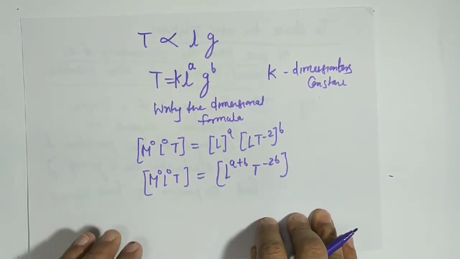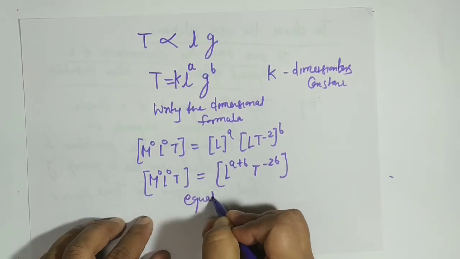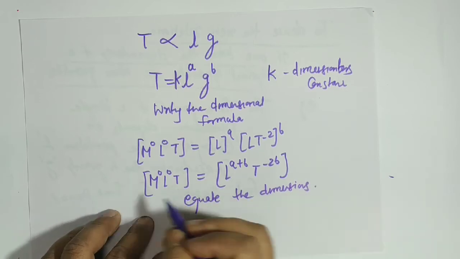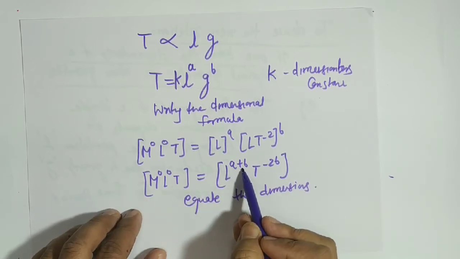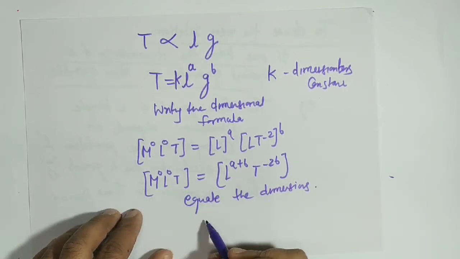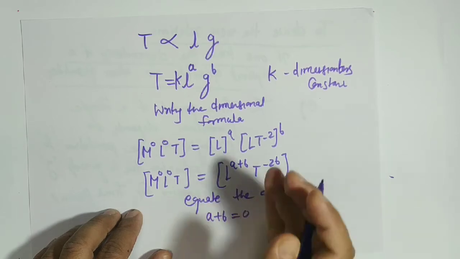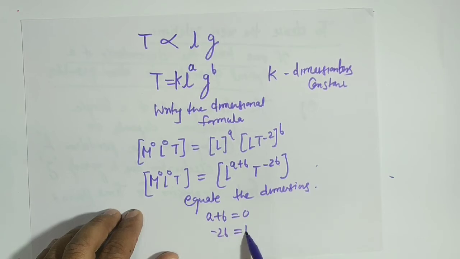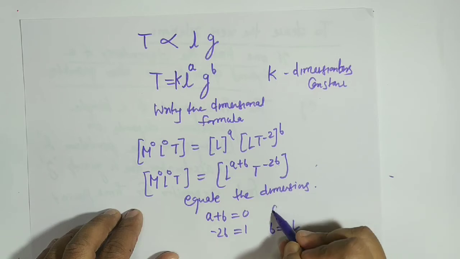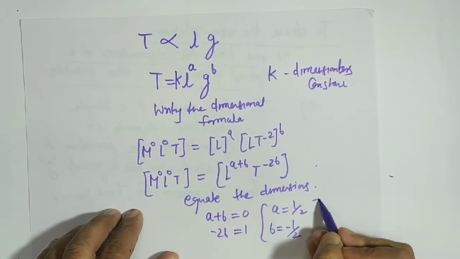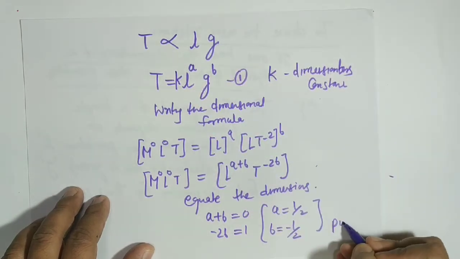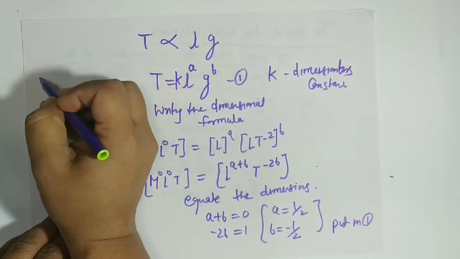And now what do you do? You equate the dimensions because LHS should be equal to RHS. Now equate what are the dimensions? Power a plus b. What is here? 0. So a plus b is 0. Right and left. What is minus 2b? Here it is 1. So minus 2b is 1. Can we get the value of b? Yes, minus half. And if you put it here, you will get a half. So you got it, the values of a and b. And this is the first equation. Now put it in first. If you put it in first, what do you get?